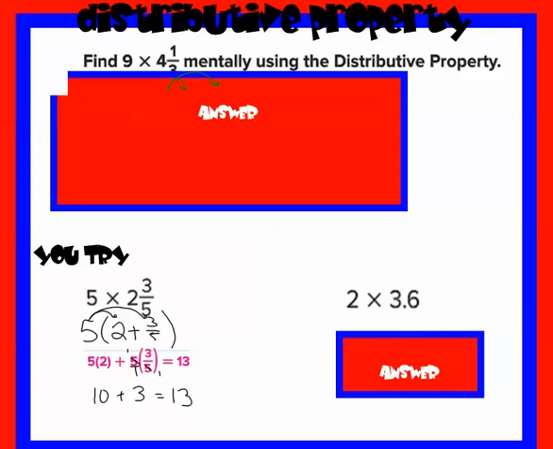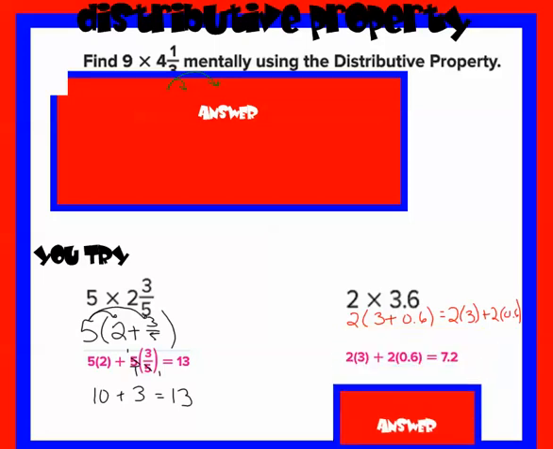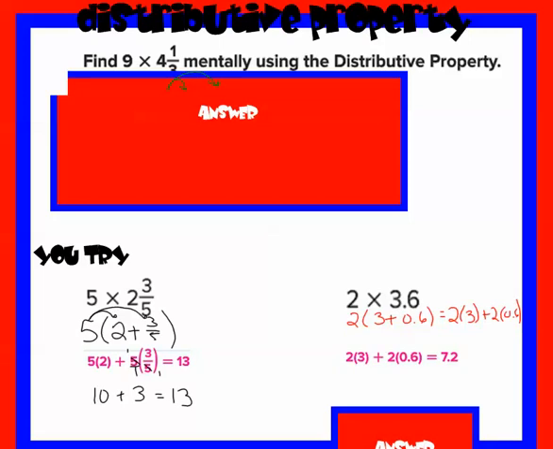In the second example, if we break this down, we have 2 times 3 plus 6/10. Now think about money with this. This is like $3.60. And I know that if I have $3 twice, I'm going to have $6. And if I have 60 cents twice, that's going to be $1.20. Okay, so when I add that up, I get the $7.20, or 7 2/10.